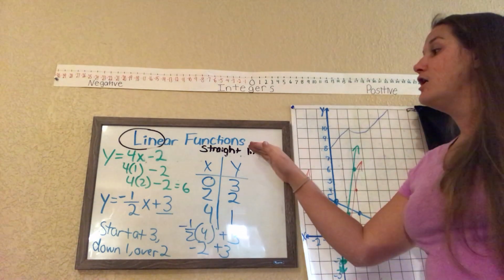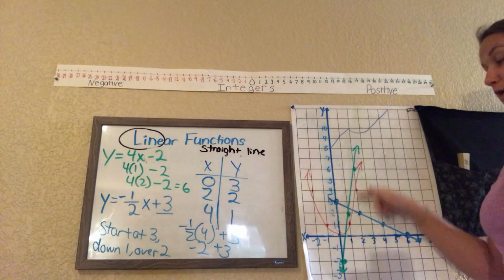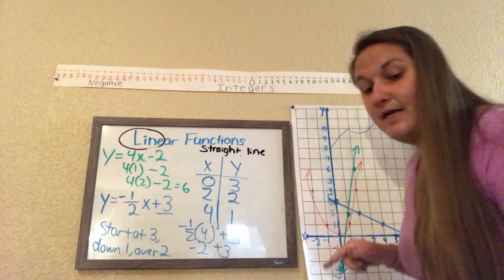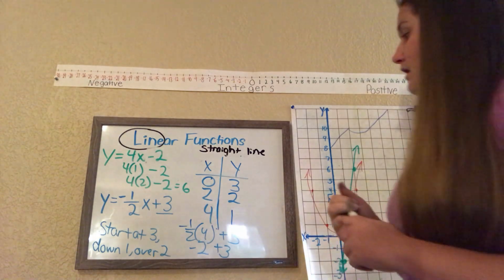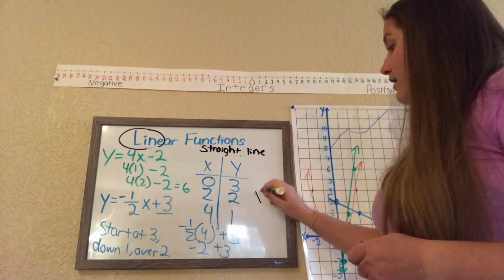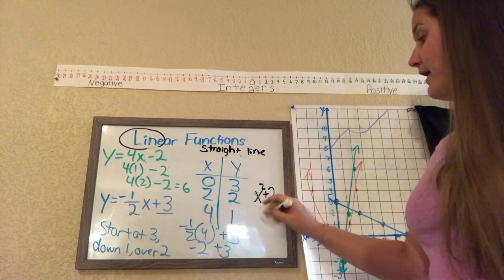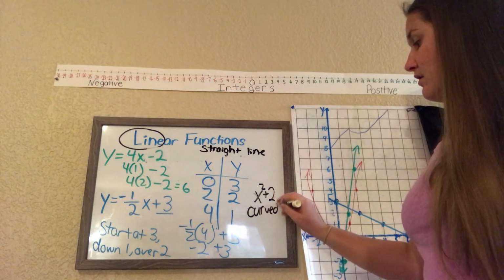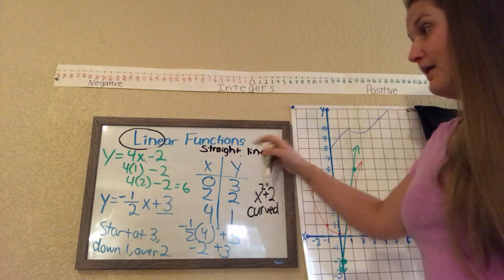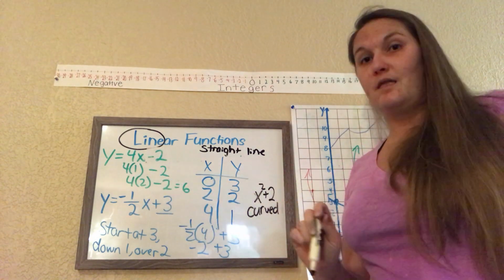So a linear function, you want the whole situation to be a straight line all the way through with no curve. The way that you would get a curve in your graph is if you had an x squared. So if you said x squared plus 2, this would be curved. So anytime the x has an exponent, that means it's curved. If the x does not have an exponent, like these first two examples, it's a linear function.